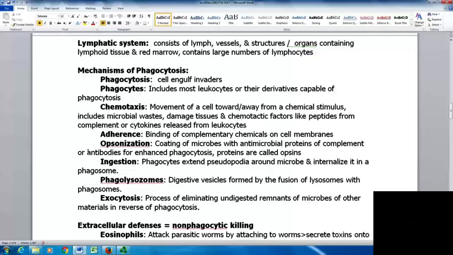Phagolysosomes are digestive vesicles that are formed by the fusion of lysosomes with the phagosomes. During exocytosis, this is a process of eliminating undigested remnants of microbes and other materials. It's the reverse of phagocytosis.